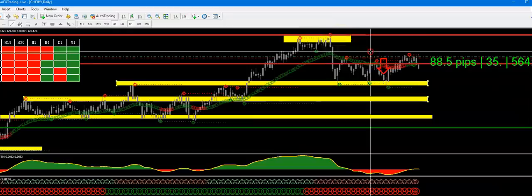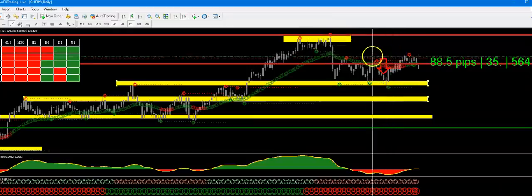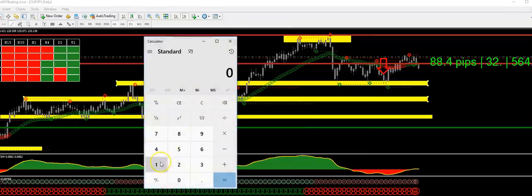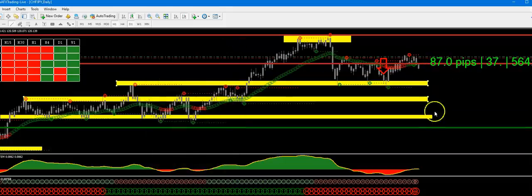Had I caught it up here, I wouldn't be at 88 pips. Let me see where I would have been at. I would have been at, dang, 88 plus 178. Let's do the math together. Hold on one second. 88 plus 178. I'm just showing you guys the power of the trading system we use. So 88 plus 178, I would have already been up by 266 pips versus 87 pips right now as it stands.